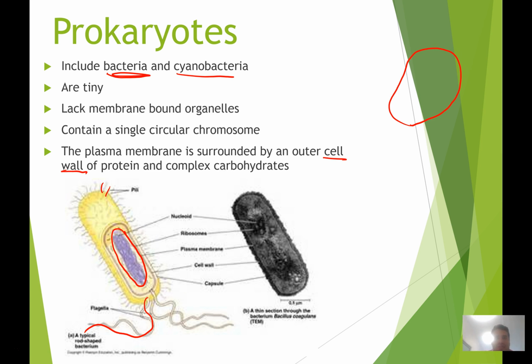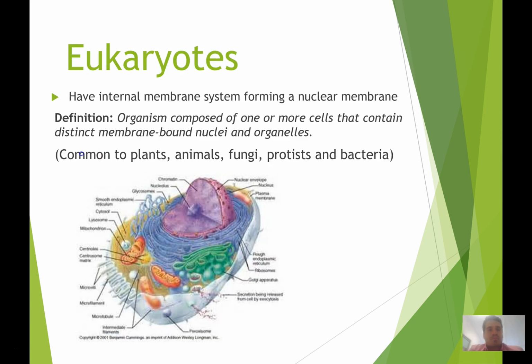Notice that bacterial cells, like prokaryotes, don't have a nucleus, but they do have what we call a nucleoid. That's the region where we'll find the chromosome. They also have organelles that are not membrane-bound, which we call ribosomes. They're going to be really important in making proteins later on.